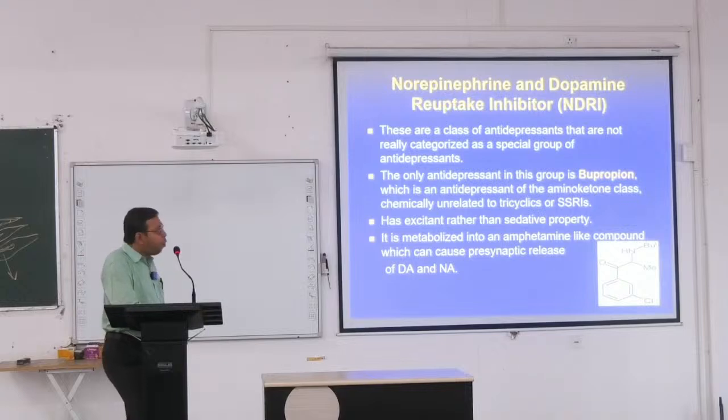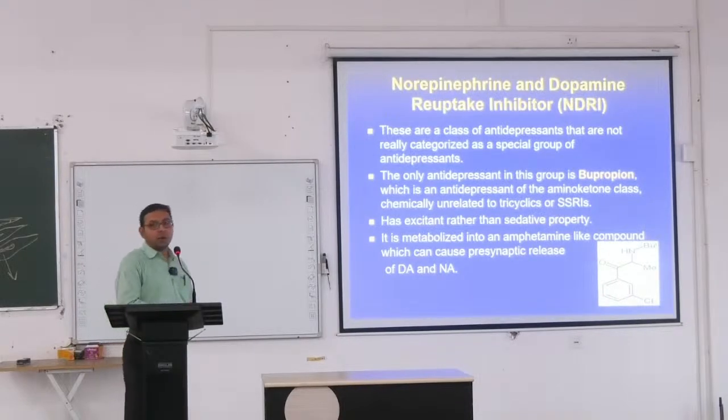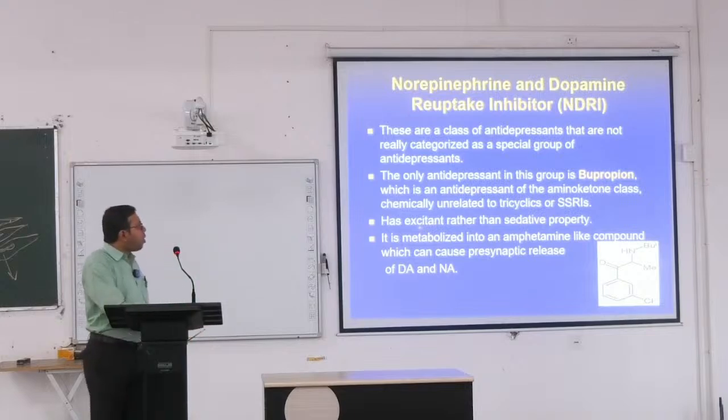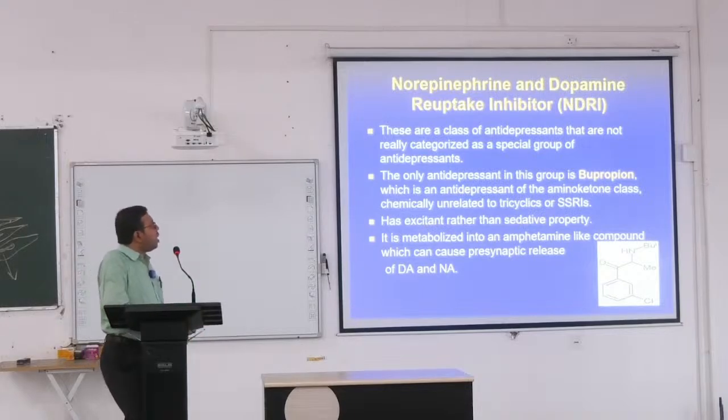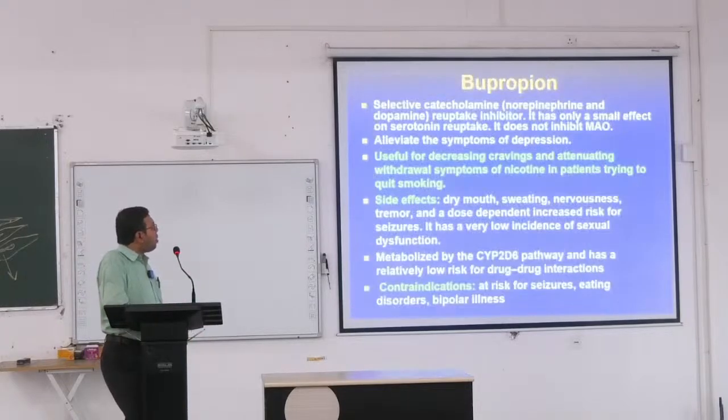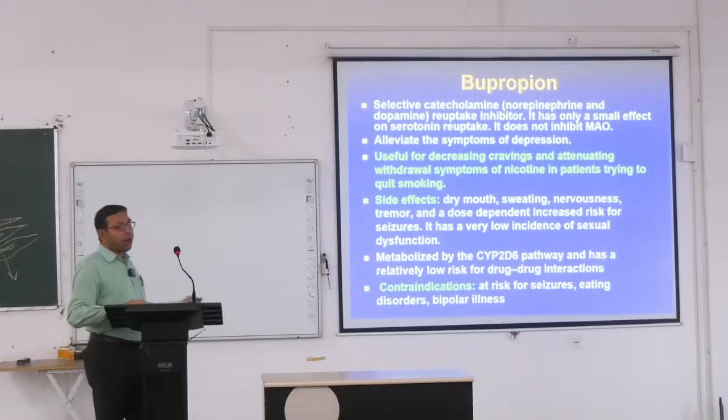Atypical তো আমরা অলরেডি জানলাম। বুপ্রোপায়ন, বুপ্রোপায়ন থেকে কিছু কিছু কোশ্চেন আসে। বুপ্রোপায়ন ইউজ করা হয়, কিন্তু এটার স্পেসিফিক হচ্ছে এটা excitant rather than sedative property। আমরা যেমন অ্যান্টিসাইকোটিকেও দেখেছিলাম, তেমনি বুপ্রোপায়নের কিন্তু excitant property রয়েছে এবং কিছু কিছু ক্ষেত্রে ইউজ করা হয় বুপ্রোপায়ন। It is useful for decreasing craving and attenuating withdrawal symptoms of nicotine in patients trying to quit smoking. So apart from depression, this is very important.